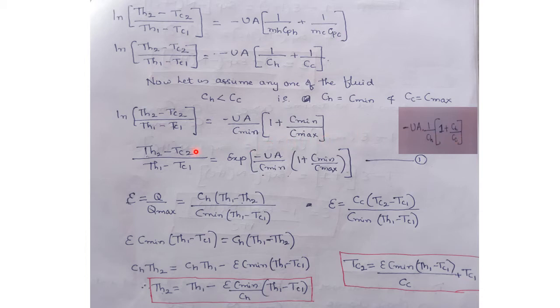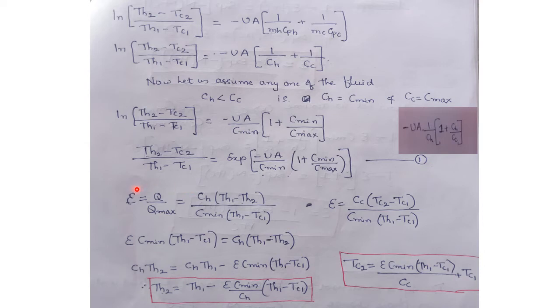Now if I remove this log term and keep only (Th2 minus Tc2) divided by (Th1 minus Tc1), then this will be exponential to the power of this entire expression. I have removed the log term here: exponential to the power of minus U into A divided by C minimum, in the bracket 1 plus C minimum divided by C maximum. Let me call this equation 1.